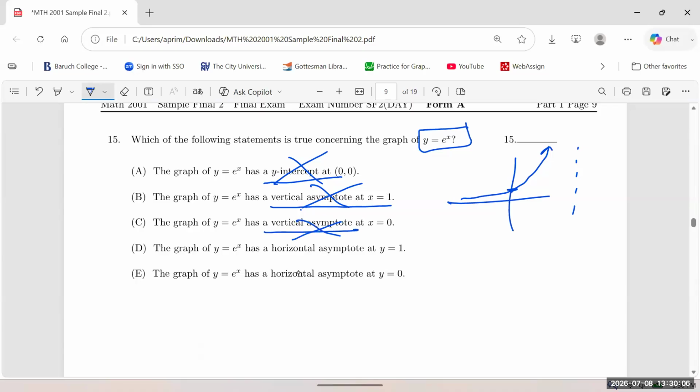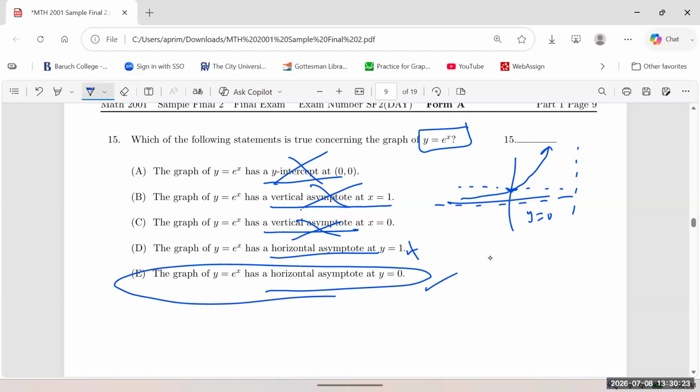Vertical asymptote? No. Horizontal asymptote y equals 1? Y equals 1 is here. Do you have asymptote? No. Our asymptote is y equals 0 here. And that means this is the only thing left. So just draw me the graph.